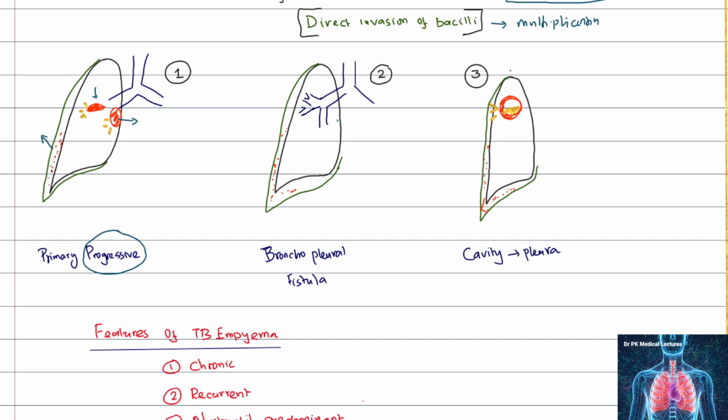In cases of adult type disease, the generation of bronchopleural fistula paves the way for the entry of bacilli into the pleural cavity. And if there is a rupture of cavity filled with secretions, it causes spillage of fluid and a massive infiltration of bacilli into the pleural cavity. So in all these conditions, there is a direct invasion of bacilli with multiplication.